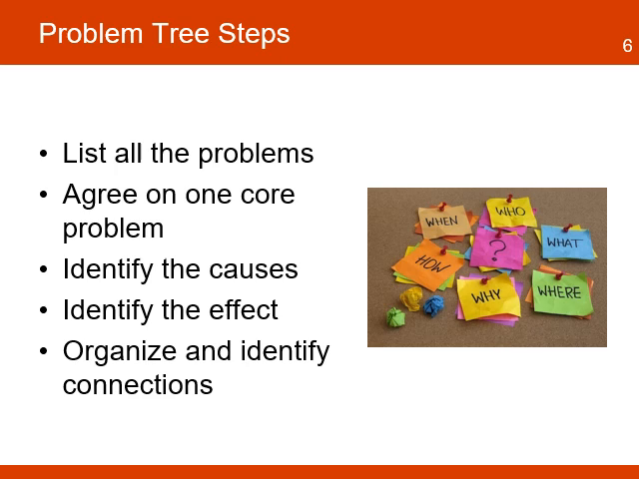The next step is to identify all the causes that led to the problem. Participants will respond to the questions: why do we have this problem, what caused this problem. All causes are listed. The next step is to identify the effects of the problem. Participants respond to the question: what are the consequences of the problem? And again, all effects are listed. The final step is to organize all causes and effects by identifying the cause and effect linkages.